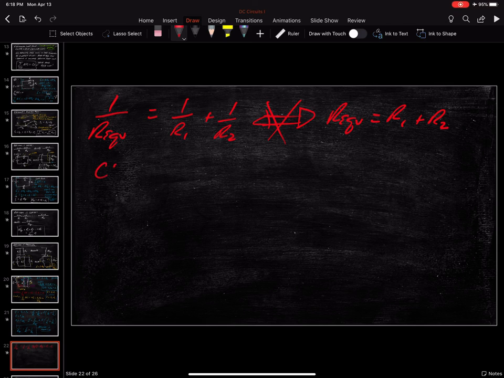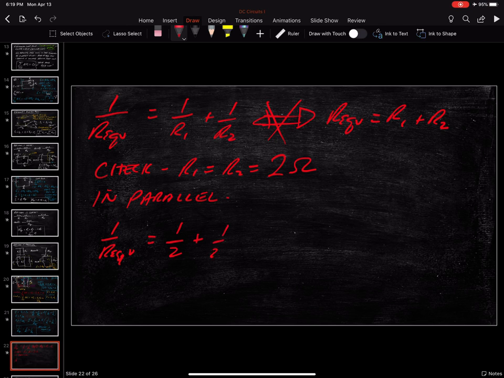As a check, suppose they're both 1 ohm resistors. That's a bad one. Suppose they're both 2 ohm resistors. So in parallel, 1 over R equivalent equals 1 over 2 plus 1 over 2 equals 1 over 1. And so R equivalent is the inverse of that, is 1 ohm. So the equivalent resistance of resistors in parallel is smaller than the resistance individually.